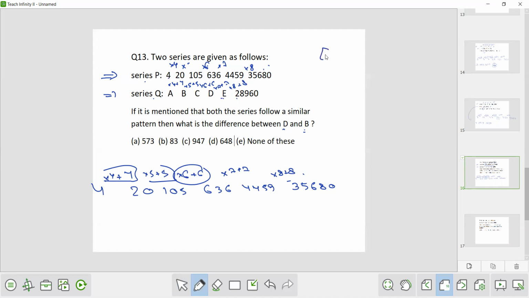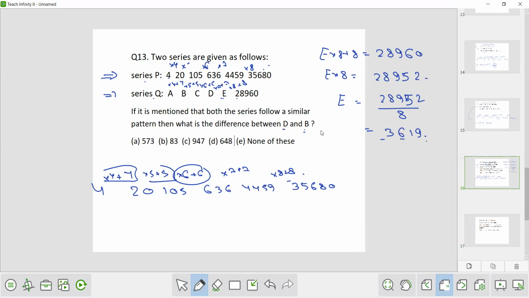Okay. Now how will you calculate E? Here we know that E into 8 plus 8 is equivalent to 28,960. So E into 8 is equivalent to 28,952. Now E will be how much? So 28,952 divided by 8. This will be how much? So this will be 3619. So E is your 3619.